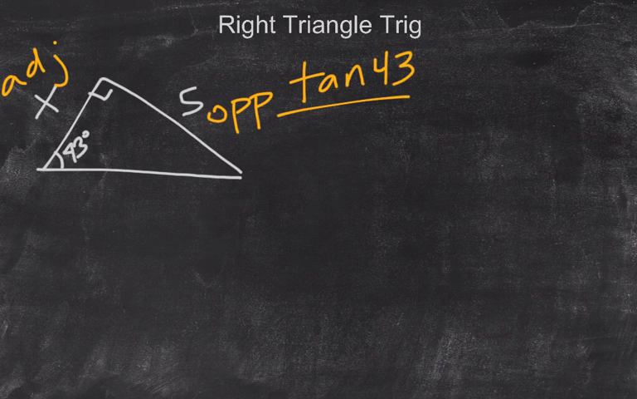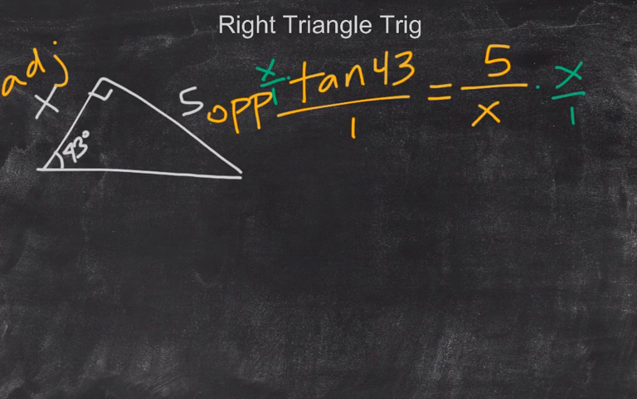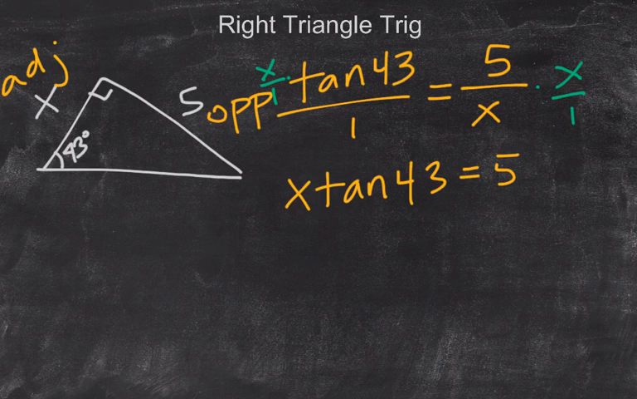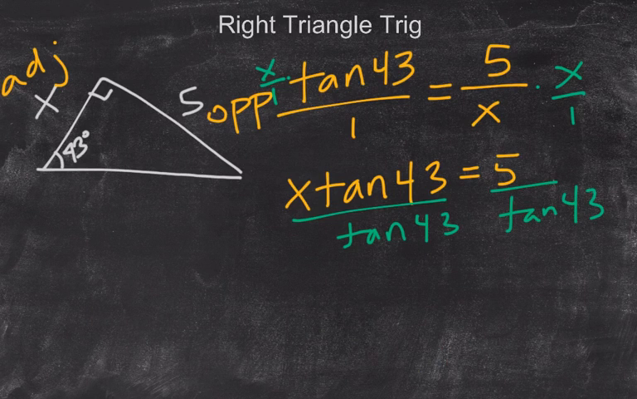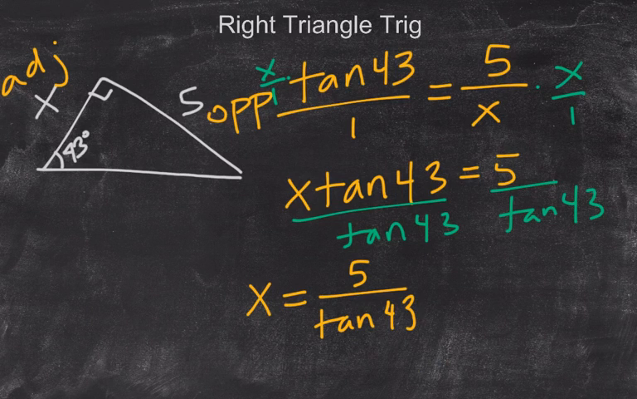The tangent of 43 degrees over 1 equals opposite, which is 5, over adjacent, which is x. And here my unknown that I'm solving for, my variable, is in the denominator. So to get that out of the denominator, I need to multiply by x over 1 on both sides. So I get x times the tangent of 43 equals 5. And now to undo the multiplication by the tangent of 43, I'm going to divide by the tangent of 43 on both sides. So my equation becomes x equals 5 divided by the tangent of 43. On the left side here, this tangent of 43 over tangent of 43 is a giant 1, so that gets canceled out.